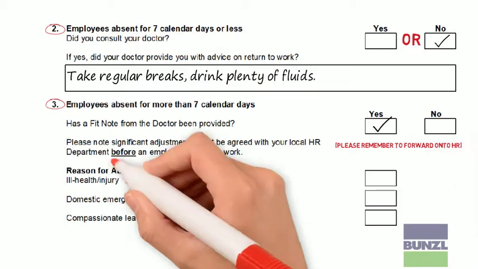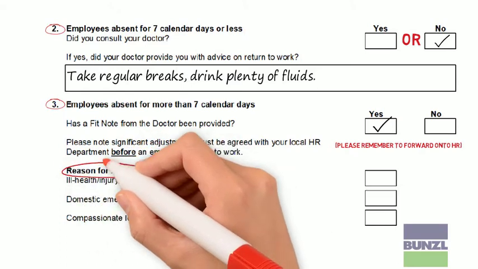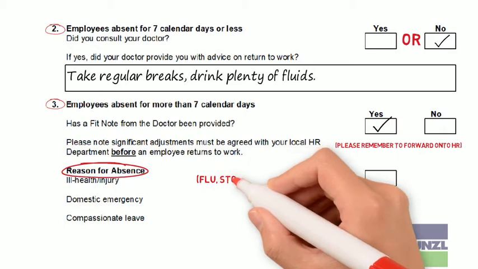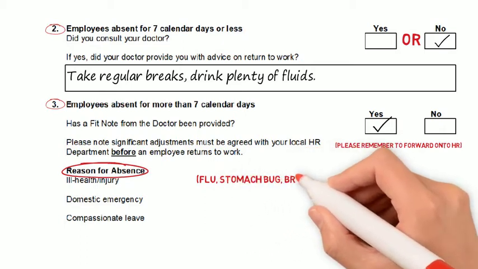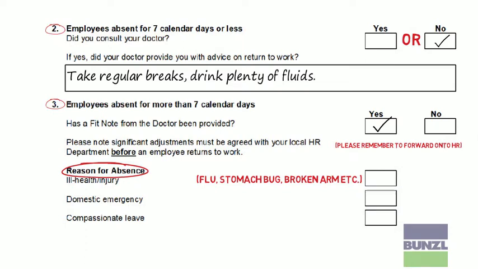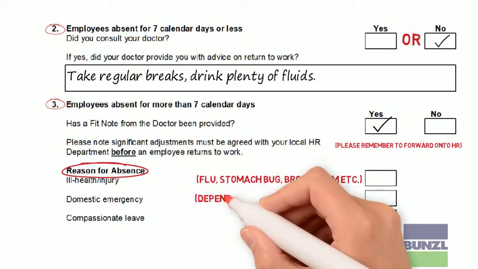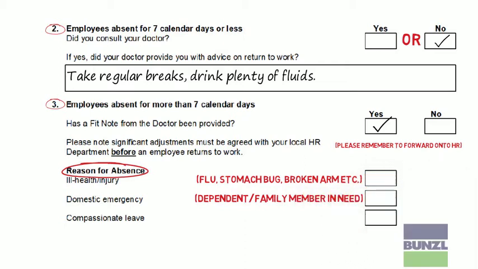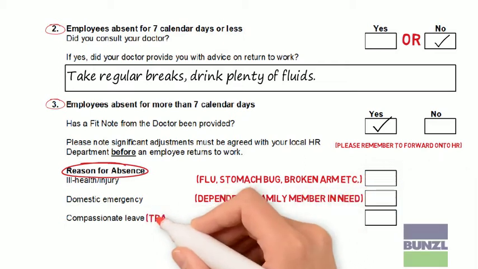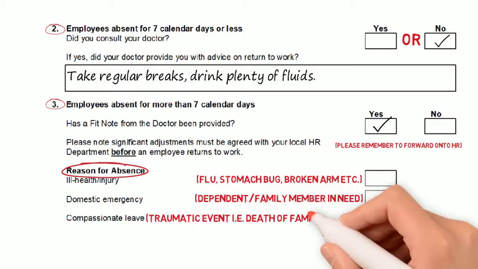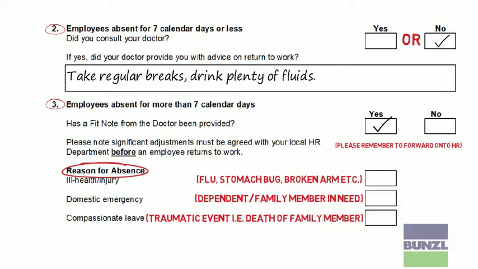Reason for absence. Please tick the most appropriate box from the following. Ill health or injury, for example, flu, stomach bug, broken arm. Domestic emergency, for example, a dependent or close family member is in need of the employee. Or compassionate leave. This can be used following a traumatic event such as the death of a family member.